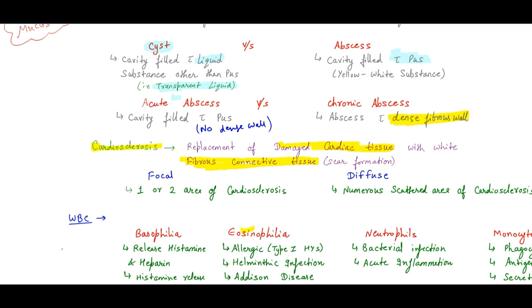So it means due to fibrous connective tissue there will be scar formation. So that is the case of cardiosclerosis.